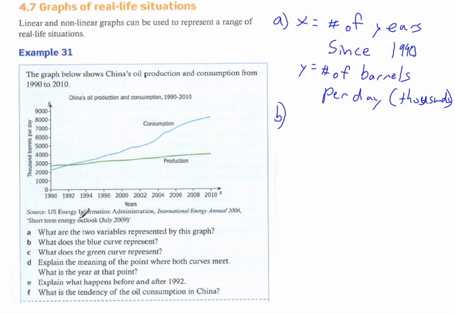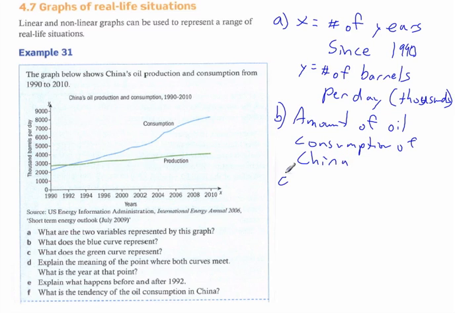Part B, what does the blue curve represent? So the blue curve represents how much oil China has been consuming. Okay, the amount of oil consumption of China. And what does the green curve represent? Is China's oil production.